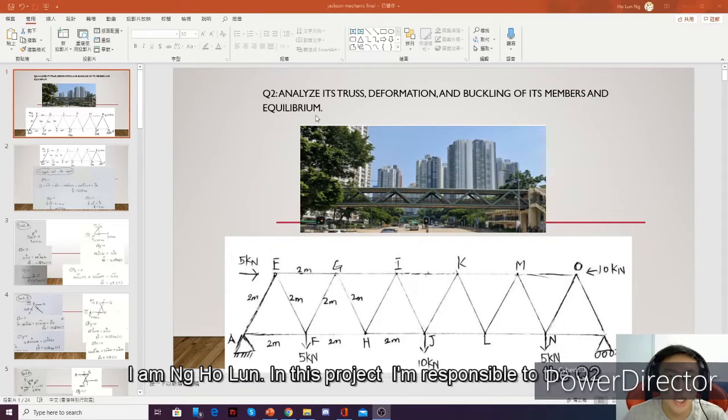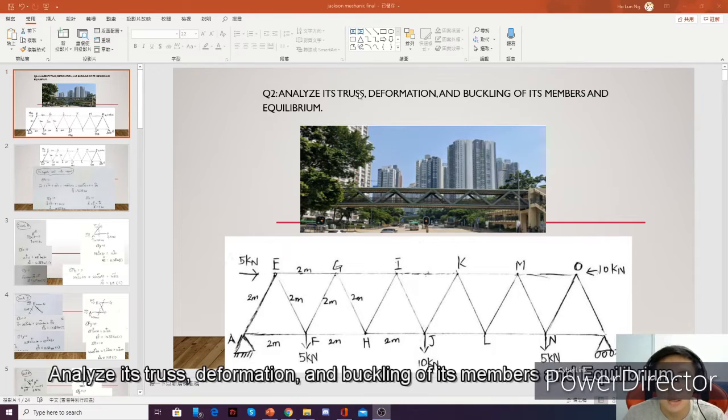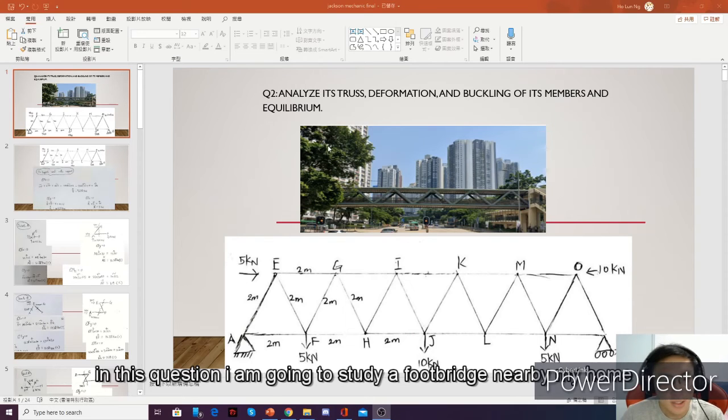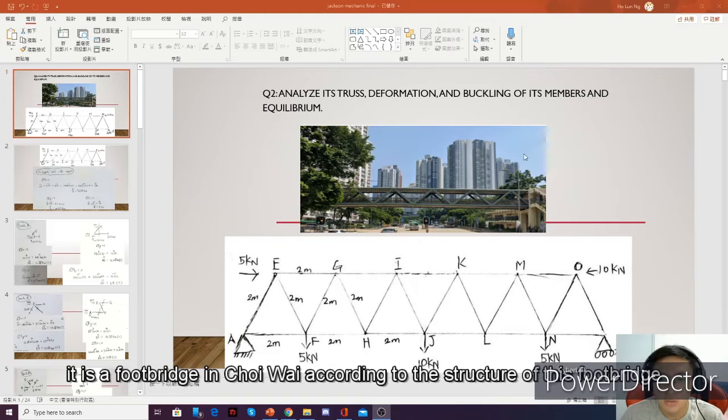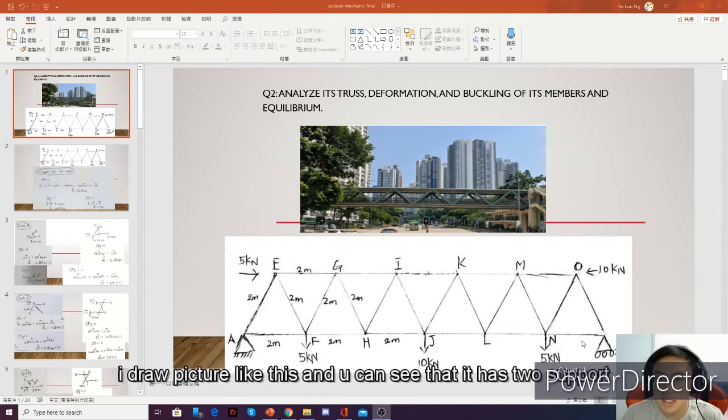I'm LUN. In this project, I'm responsible for question number 2: analyze its thrust, deformation, and buckling of its members, and equilibrium. In this question, I'm going to study a footbridge nearby my home, and this is a footbridge in CHEUNG. According to the structure of this footbridge, I drew a picture like this, and you can see this.